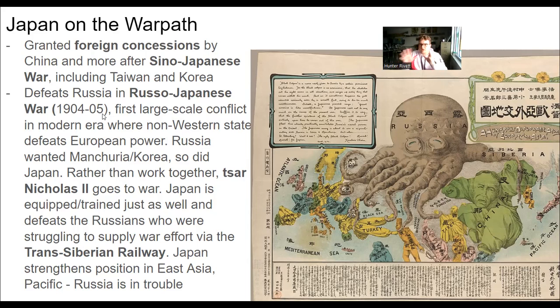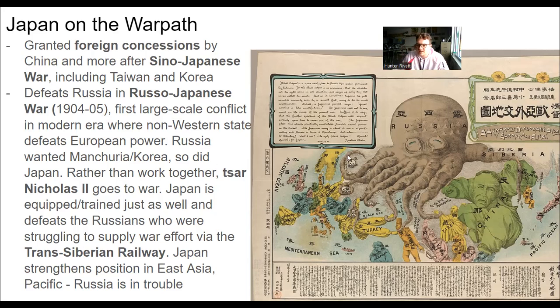So the Russo-Japanese War, 1904 to 1905, Japan will defeat the Russia that Ivan the Terrible, that Peter the Great, that Catherine the Great had built up into this land-based superpower. It is defeated by Japan, which until 1853 wasn't even open. This is the first large-scale conflict in the modern era where a non-Western state, Japan, defeats a European power.